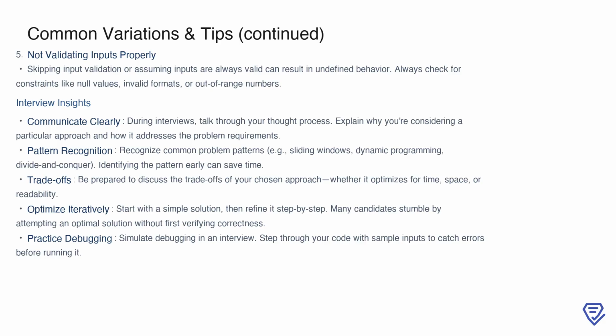Clear communication is essential. Walk your interviewer through your thought process, explain why you're considering a particular approach and how it addresses the problem requirements. Being able to identify common problem patterns, such as sliding windows, dynamic programming, or divide and conquer, can be a huge time saver. Additionally, be ready to discuss the trade-offs of your chosen approach. Are you prioritizing time complexity, space efficiency, or code readability?